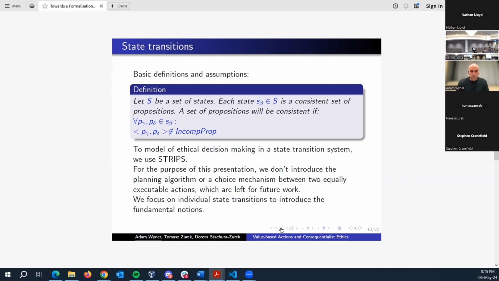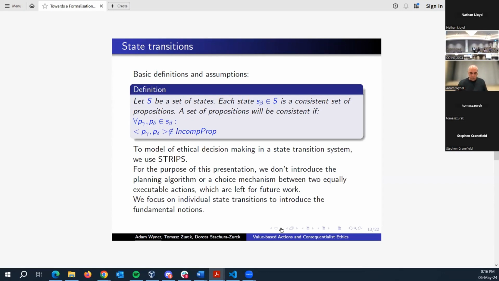And now we want to turn to talking about state transitions, and we're going to use a basic definition of STRIPS, largely because it's familiar to everybody and it works very straightforwardly as a way of integrating our approach to value-based reasoning to actions. So we assume that there are a set of states and that these are simply sets of consistent propositions. And we're going to use this to model ethical decision-making.